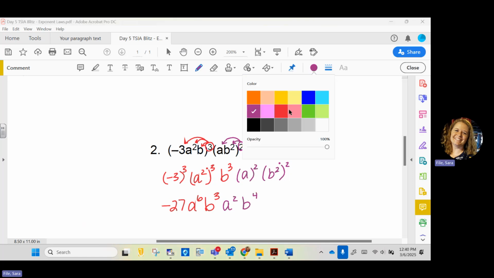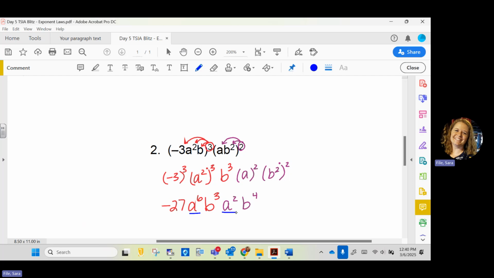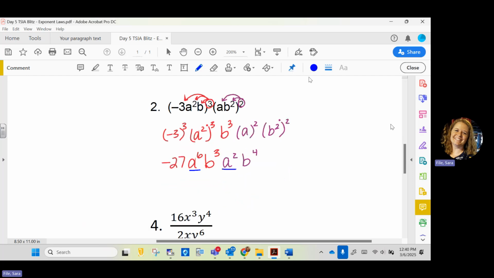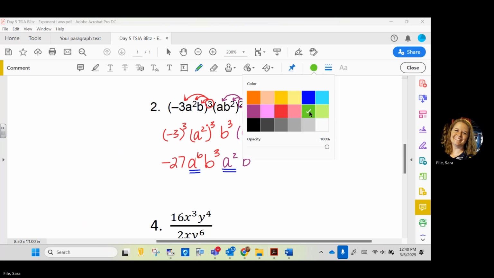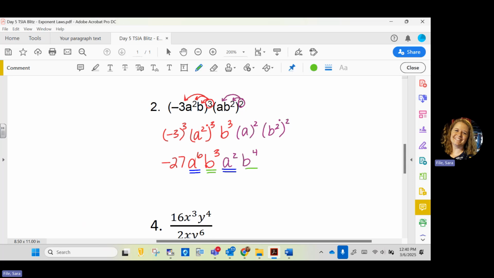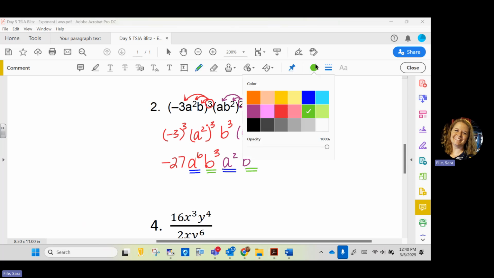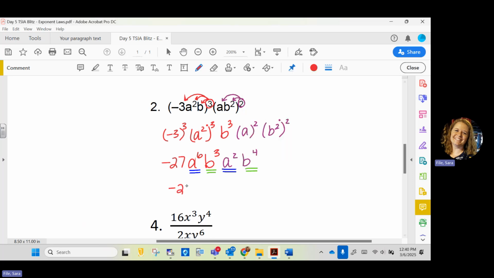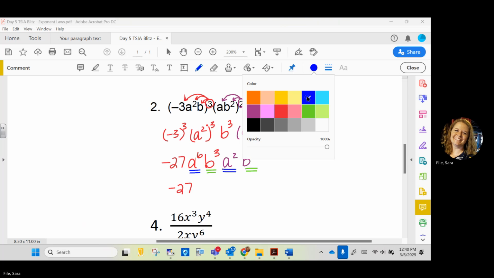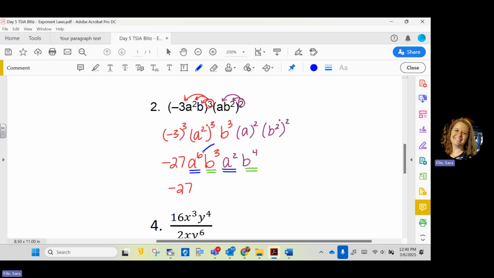But now I've still got some matching bases that I can combine. So I'm going to rearrange this. If you don't need the line of rearranging, maybe you can just underline like this. Okay, I'm going to put the A's together. I'm going to put the B's together. So the -27 is going to stay. And then A, I'm going to add its powers.